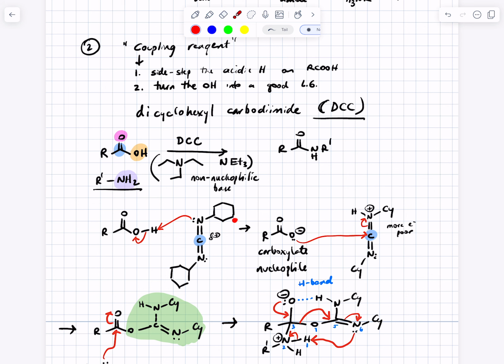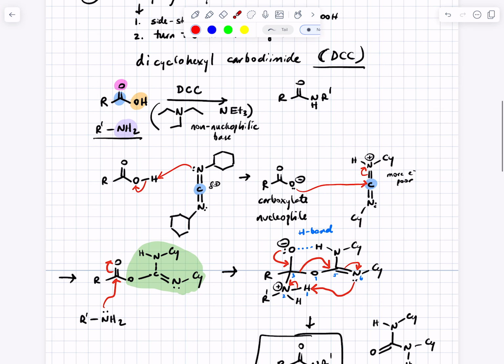So DCC actually removes the acidic proton first, then the carboxylate nucleophile attacks the blue carbon, which should look weird to you, but which should sort of resemble a carbonyl carbon. Look at those carbon-nitrogen pi bonds. It's kind of like an imine on both sides. We attack the carbonyl carbon, and electrons move out onto the positively charged nitrogen. Then the nucleophile, the amine, can now attack the carbonyl carbon without deprotonating the carboxylic acid.